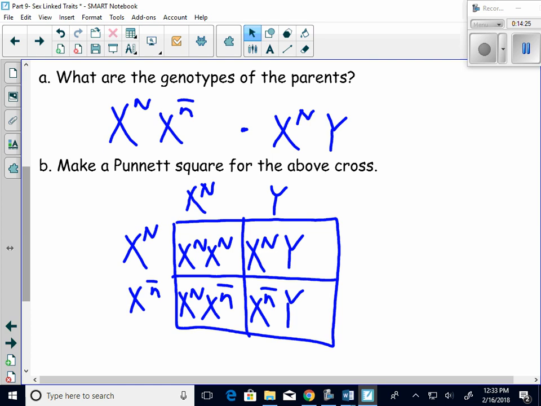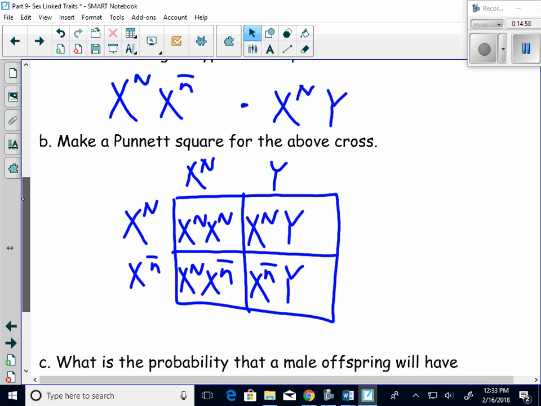Now, as I'm looking at this, box 1 is a normal female, right? Box 2 is a normal male. Box 3 is a female that's a carrier. She's normal, but she's a carrier, right? And box 4 is a male that has hemophilia. Okay?